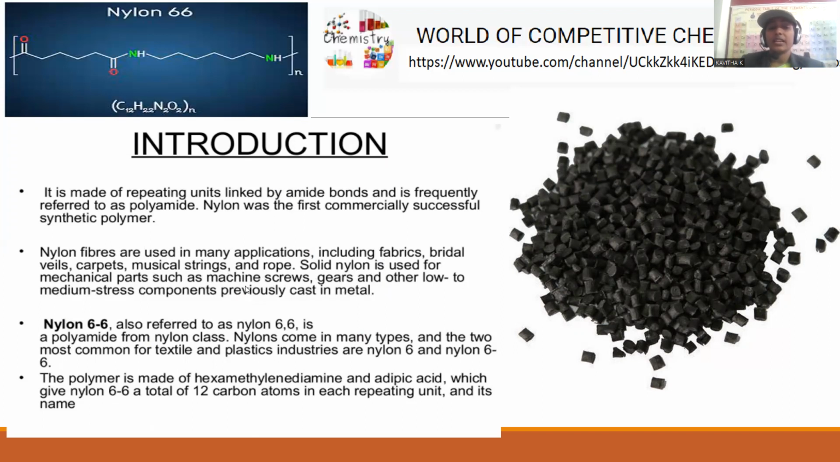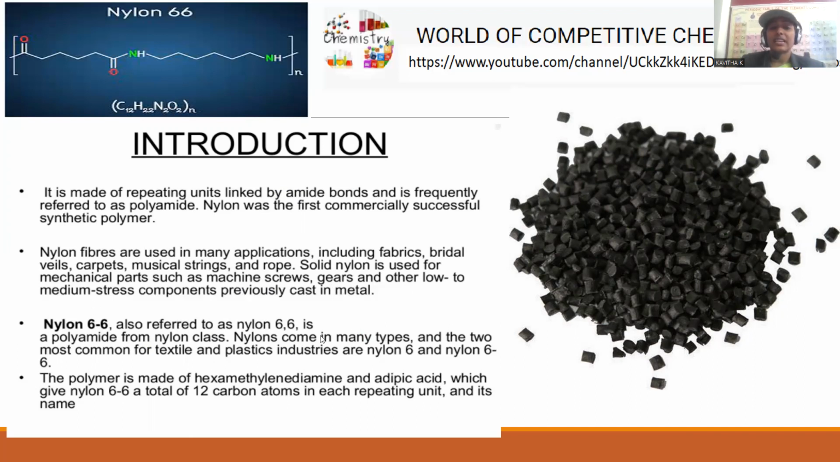Nowadays, they are replaced with nylon, because nylon is a very strong material and resembles in strength on par with the metallic component. That's the reason why these components are now replaced with the convenient nylon materials: machine screws, gears, and other stress components. All these are manufactured and fabricated with these nylon polymers.